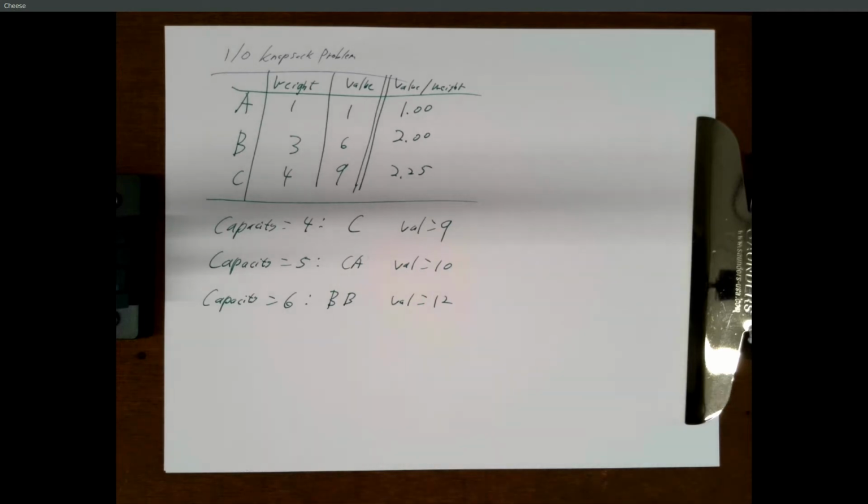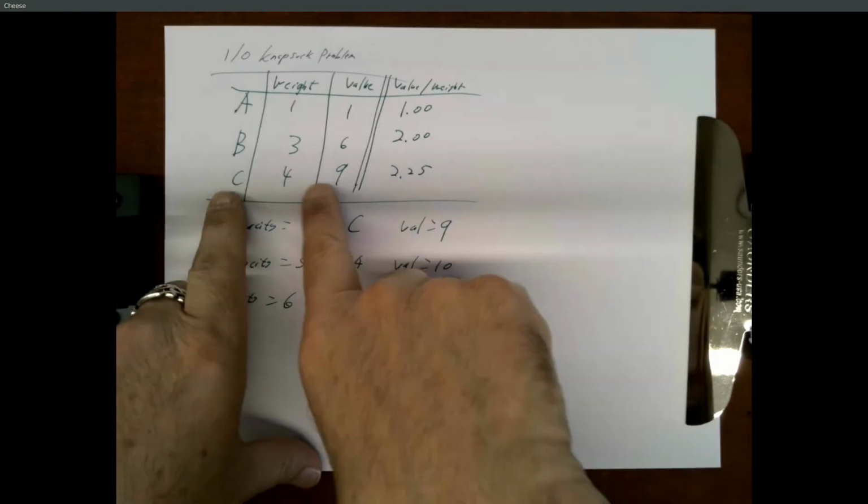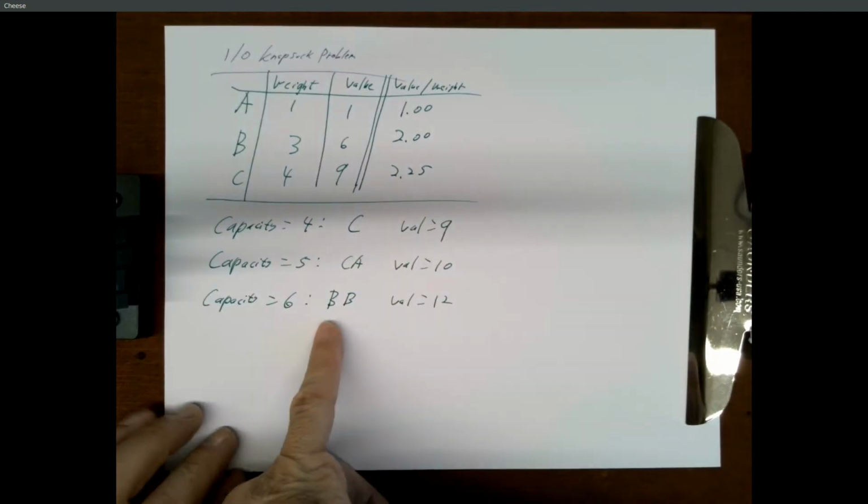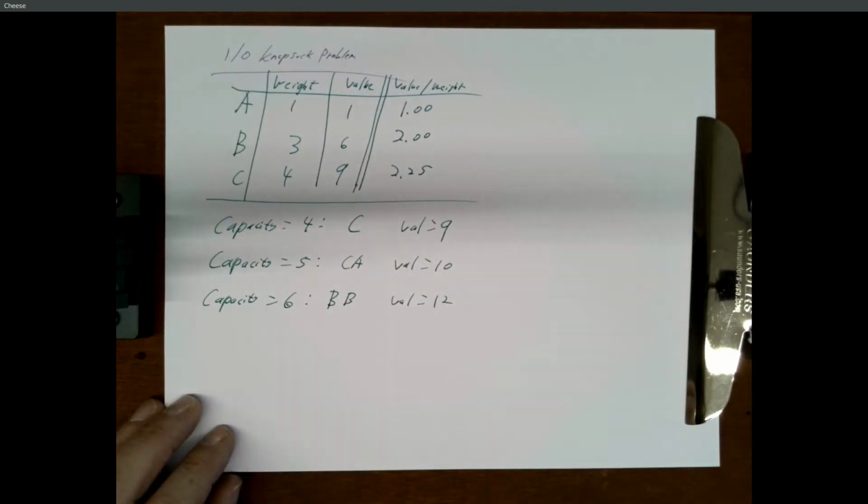Can you do a comparison between the highest value of your weight and then compare it to the capacity values? What would you be looking for in that comparison? Right, because C is definitely the most valuable per weight, but it's actually not part of our best solution for that case.